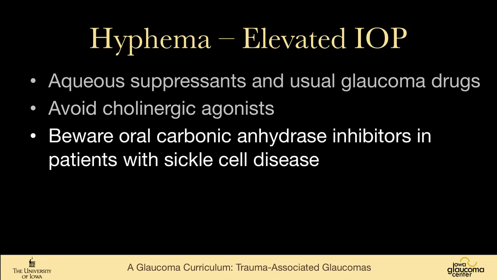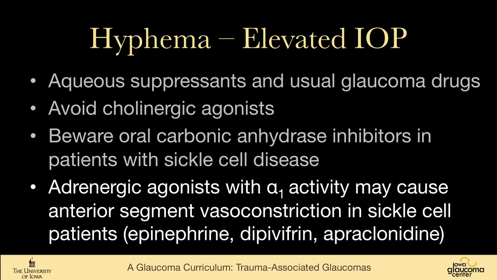Beware of oral carbonic anhydrase inhibitors in patients with sickle cell disease because of the risk of acidosis and perhaps encouraging sickling. And similarly, adrenergic agonists like epinephrine and dipivefrin, these are drugs we don't really use anymore, can cause anterior segment vasoconstriction, which can be a problem in patients who have sickle cell disease. But in reality, these are drugs that we don't use. If we're going to use an adrenergic agonist, we would typically use brimonidine.